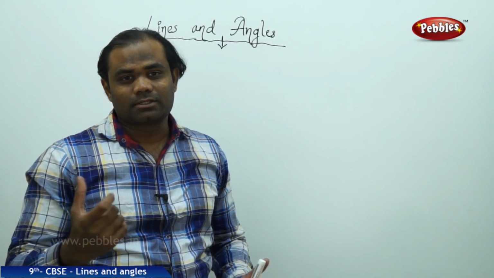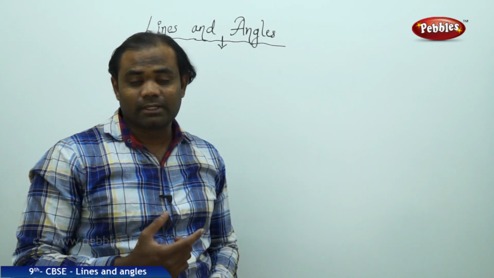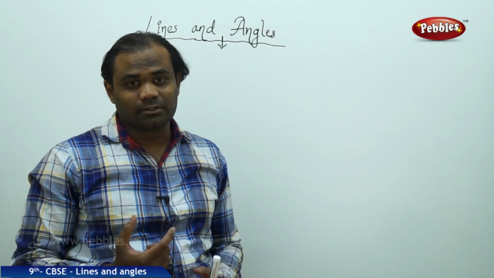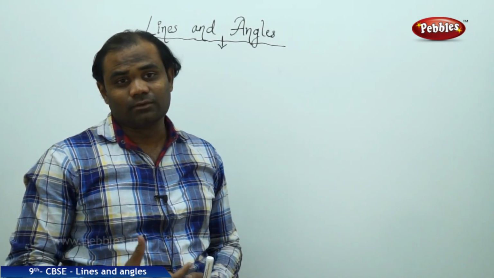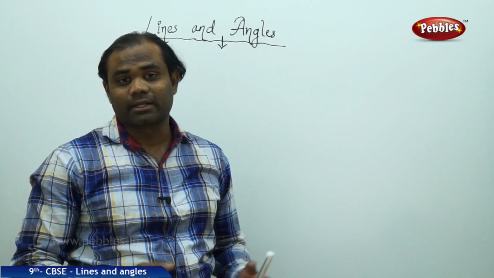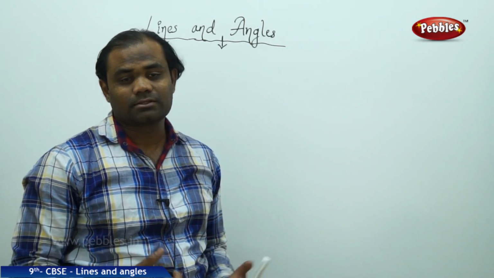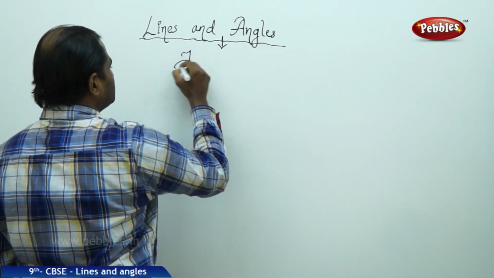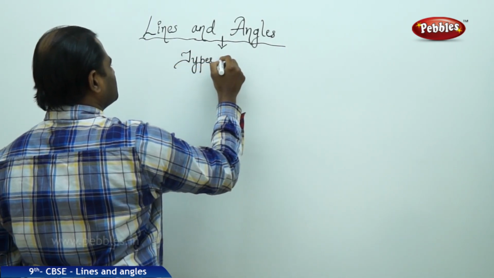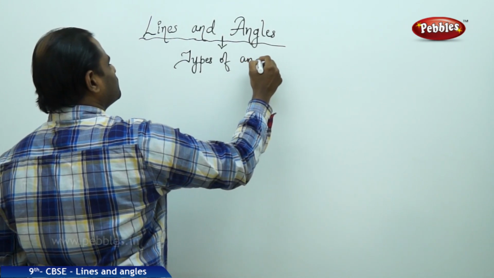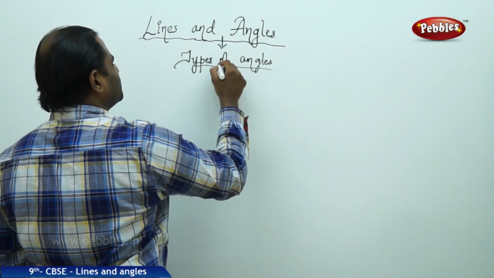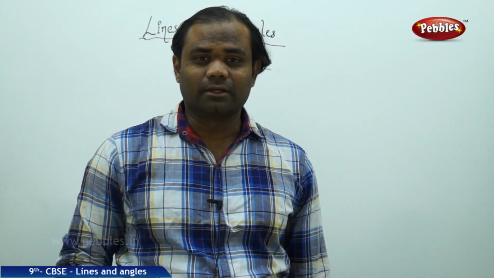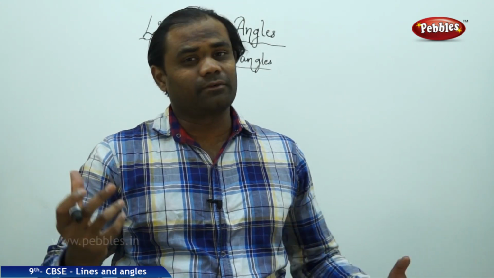Now that we have learnt some basic terms and properties in lines and angles, now comes the essentiality of recognizing the different types of angles involved when two lines intersect. Types of angles is what this session is about. Now that we have seen two different lines intersecting, we have them intersecting in different ways.